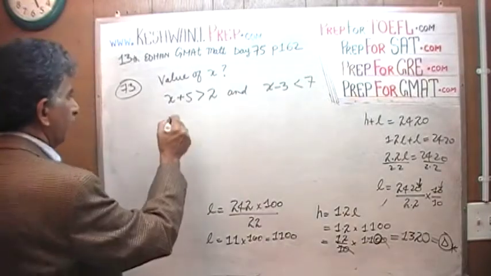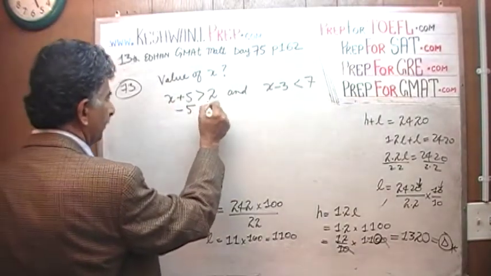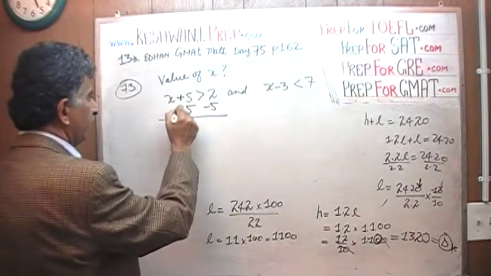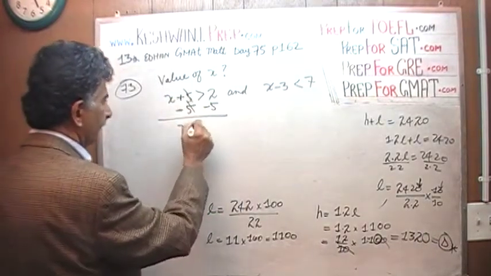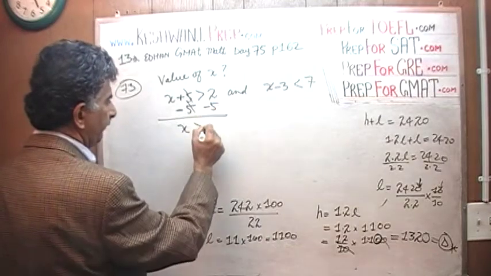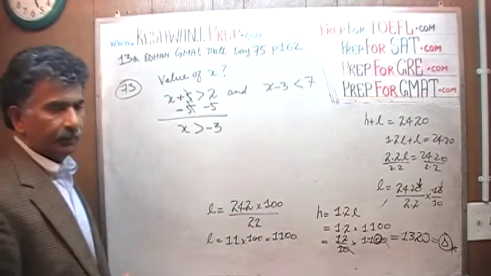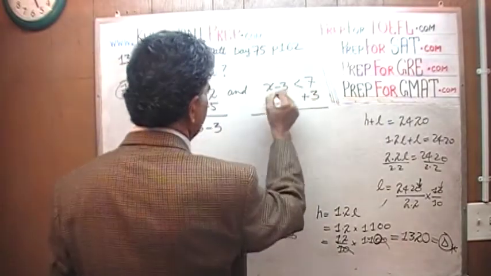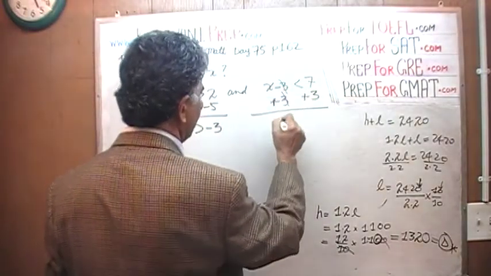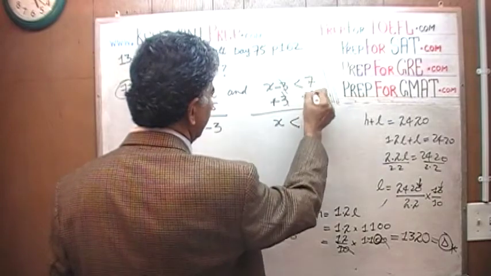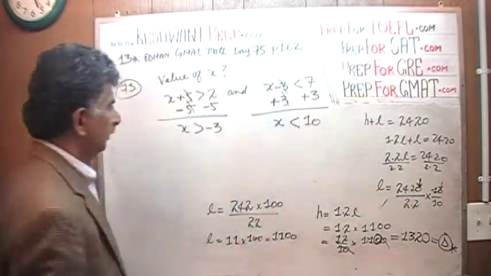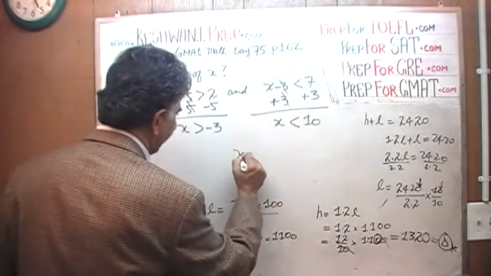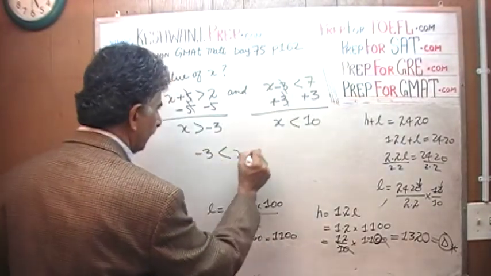That's what it is. So let's subtract 5 from both sides. If we subtract 5 from both sides, this positive 5 and negative 5 will cancel out, and x is greater than 2 minus a positive 5, which is negative 3. And let's add 3 to this side here, and 3 to that side. This negative 3 and this positive 3 drop out, and x is less than 7 plus 3, which is 10. There we go. X has to be more than negative 3 but less than 10. So this is how we write it.